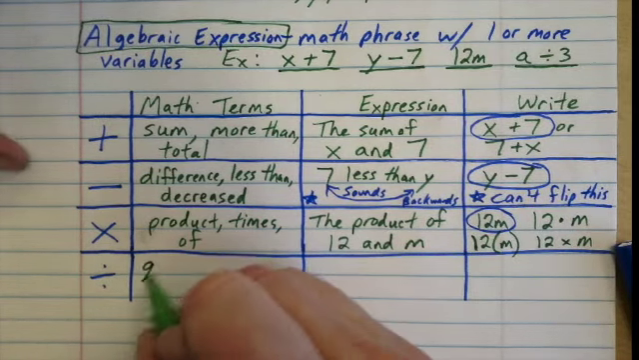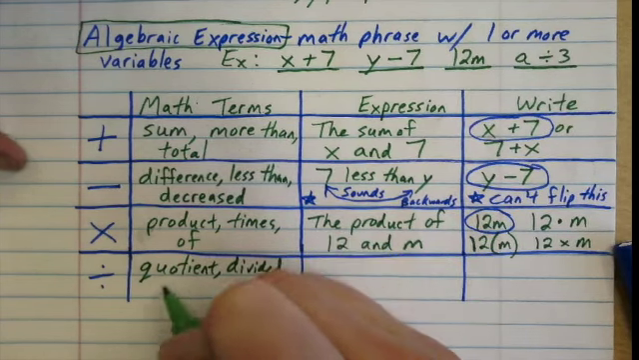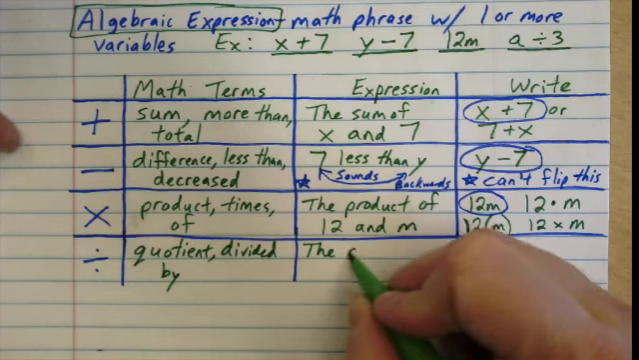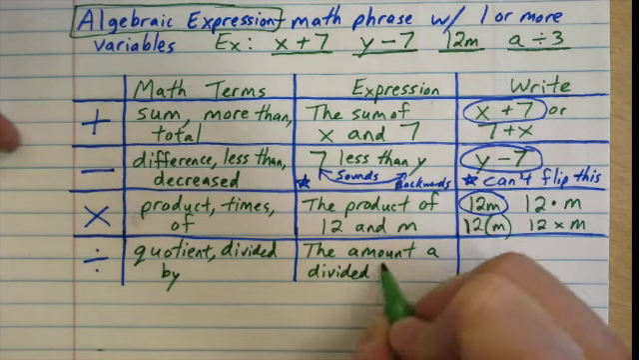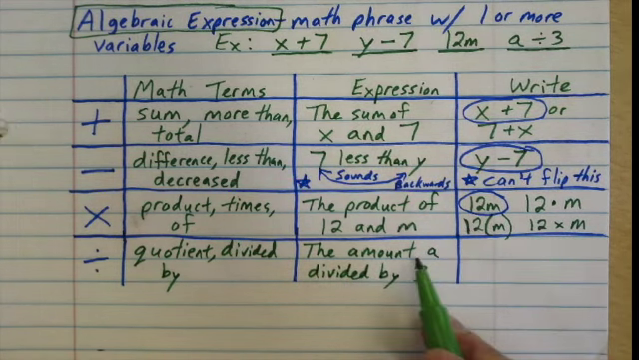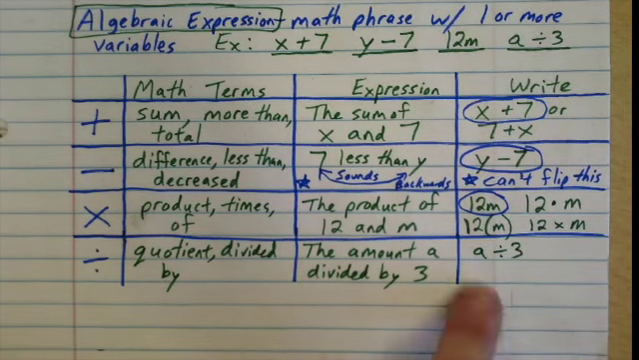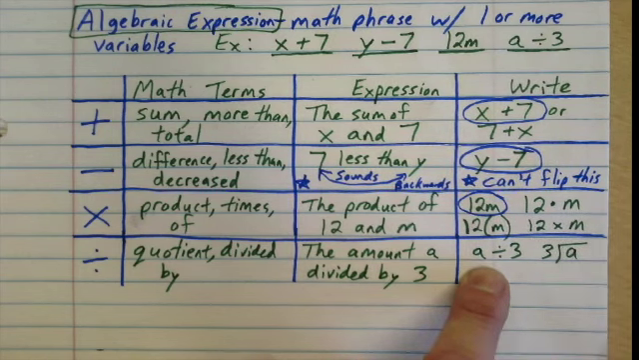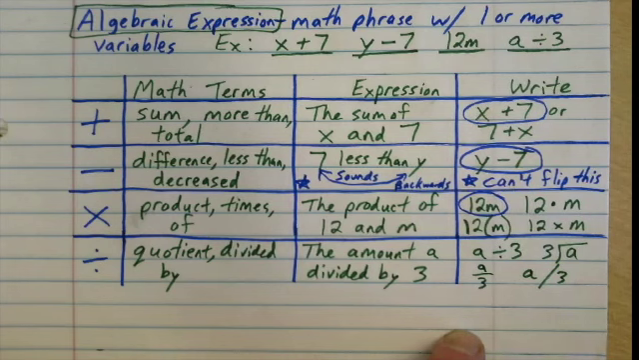Division, you're going to see words like quotient, divided by, and when you see that, the expression might say the amount A divided by 3. And as you read it, A divided by 3, that's how you're going to write it. A divided by 3. Probably the most common way you're going to see it is like that. A divided by 3, probably not very common, but that means the same thing. A over 3, A slash 3, they all mean the same thing, but probably the most common way you're going to see it is that one right there.